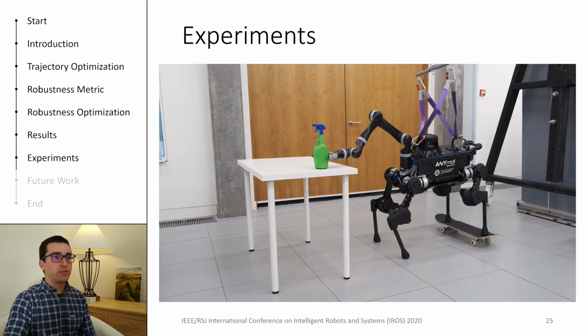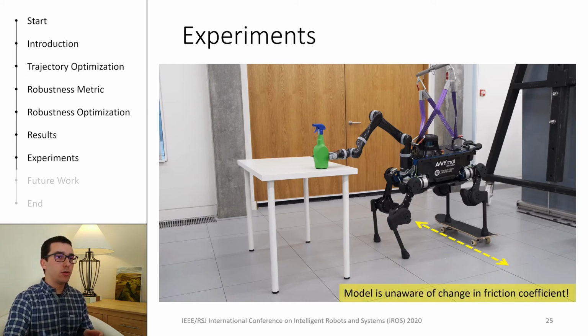Then, we replace the slabs with a skateboard. The bearings on the skateboard significantly change the friction coefficient along the rolling direction. To test robustness against contact uncertainty, we purposefully did not update the friction coefficient on the contact model. But the robot is still able to complete the task reliably.